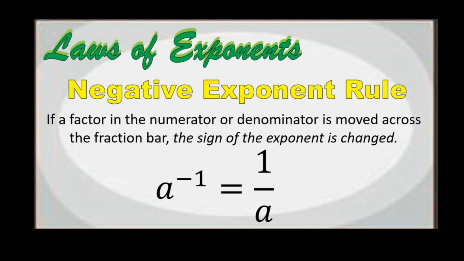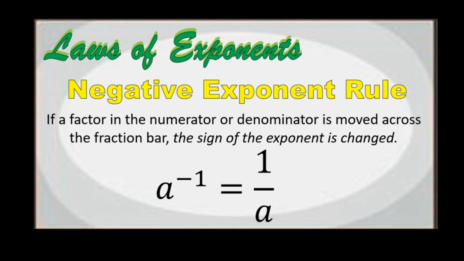For the negative exponent rule, all you have to do is get its reciprocal, or if a factor in the numerator or denominator is moved across the fraction bar, the sign of the exponent is changed. Just like here, we have a raised to negative 1. As you can see, when it has been moved to the denominator, the exponent becomes positive.